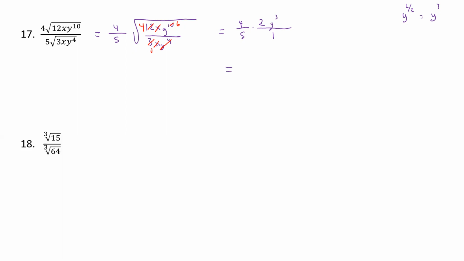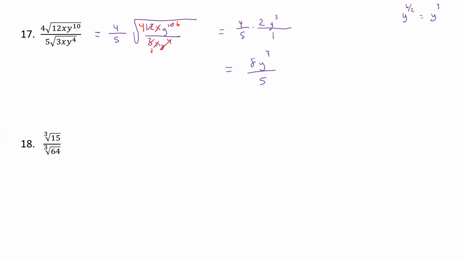And so now we can multiply across. 4 times 2 is 8, y to the 3rd over 5. Okay, and that would be then our final answer. I think we could do the same thing for the next one if we wanted to. We could put one over the other, or however we want to look at it.